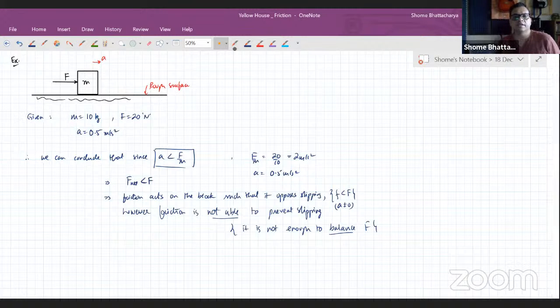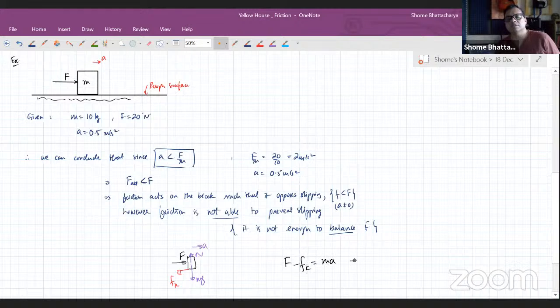So this time when we make the free body diagram of the block, what we can see is that this force F is acting on it. There is some friction acting from the ground on it, but this is what we call kinetic friction, okay, because there is some acceleration involved now. So this time what we observe is that F minus kinetic friction is equal to mass into acceleration. So that means that kinetic friction is F minus ma, that is 20 newtons minus 10 into 0.5. So that means kinetic friction of 15 newtons acts on the block.